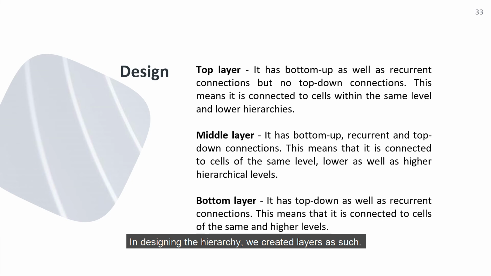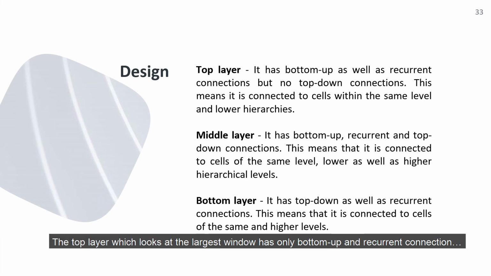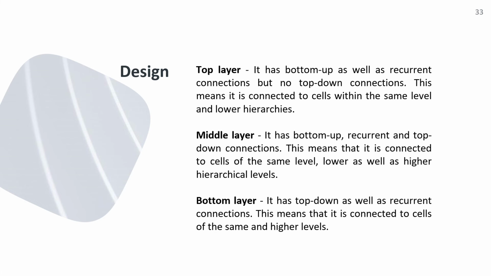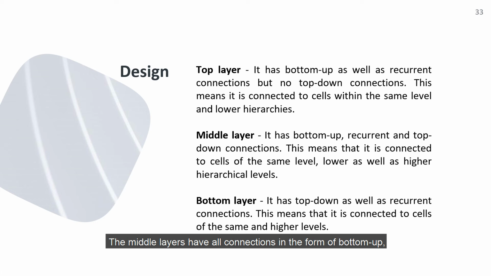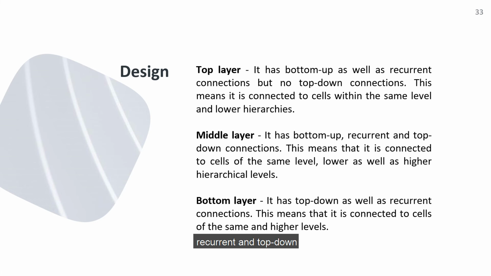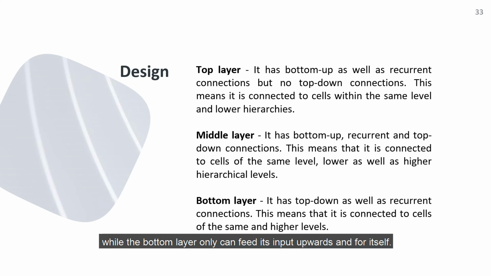In designing the hierarchy, we created layers as such. The top layer, which looks at the largest window, has only bottom-up and recurrent connections, meaning that it fits on the output of submodules in the lower and similar hierarchy. The middle layer has all connections in the form of bottom-up, recurrent, and top-down, while the bottom layer can only fit its output upwards and for itself.